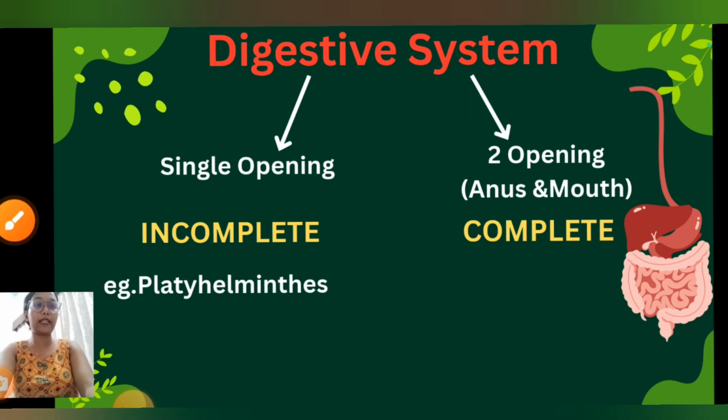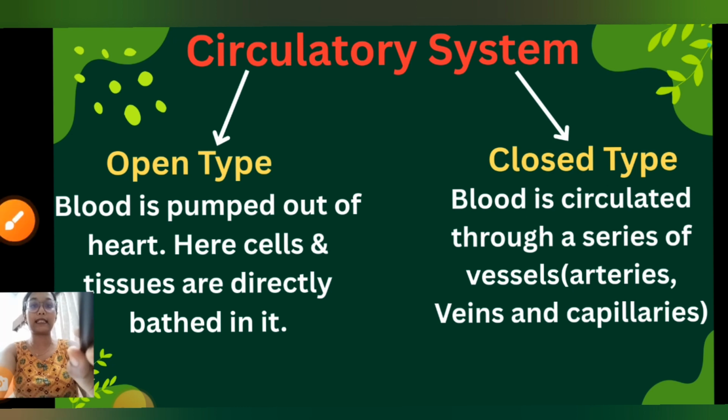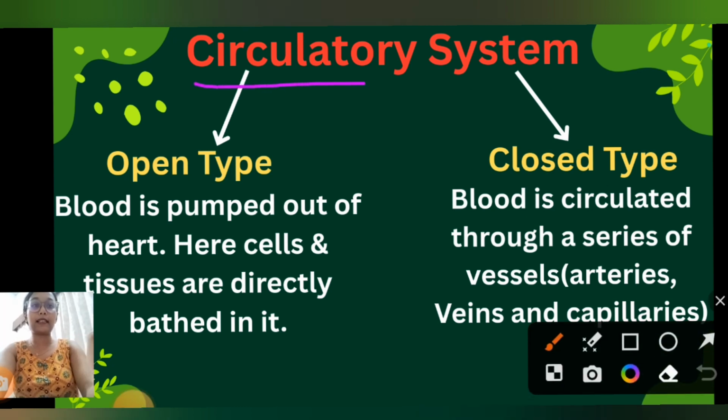Then moving on to the next slide, the circulatory system. What do you mean by circulatory system? The heart and the blood capillaries. They are basically the circulatory system because they circulate the fluid materials. Circulatory systems are of two types, that is an open one and a closed one.